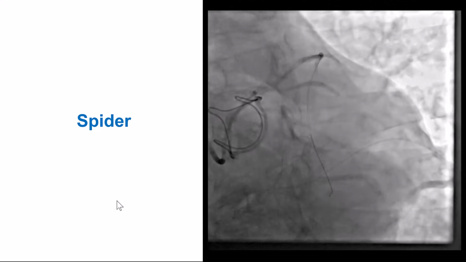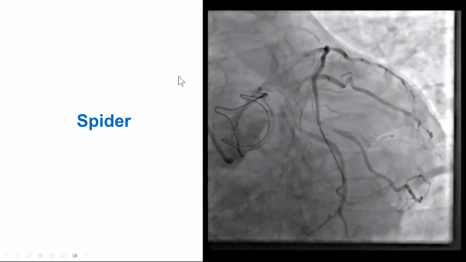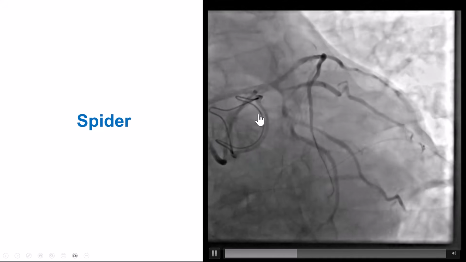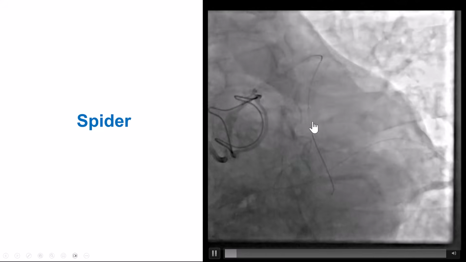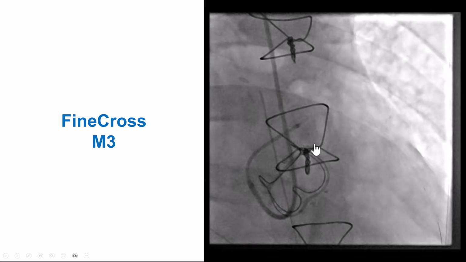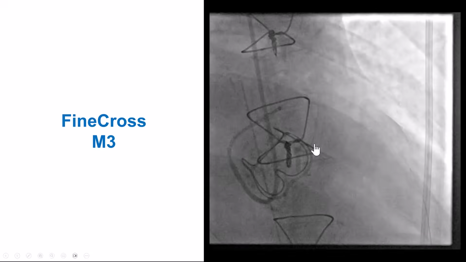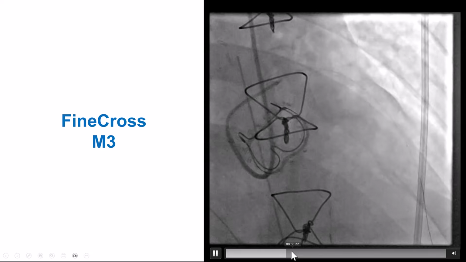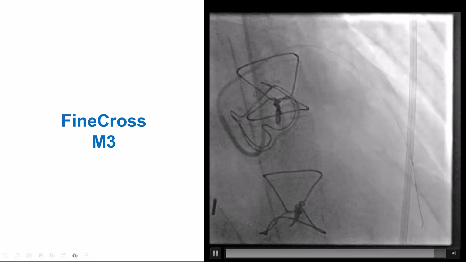And this is a spider view that opens things up a little bit. Again, left main issues going into the circ. The LAD looks hazy as well. Multiple big branches coming out of these vessels. We switched our Pilot 200 for a workhorse guide wire using a small microcatheter, a Fine Cross M3.